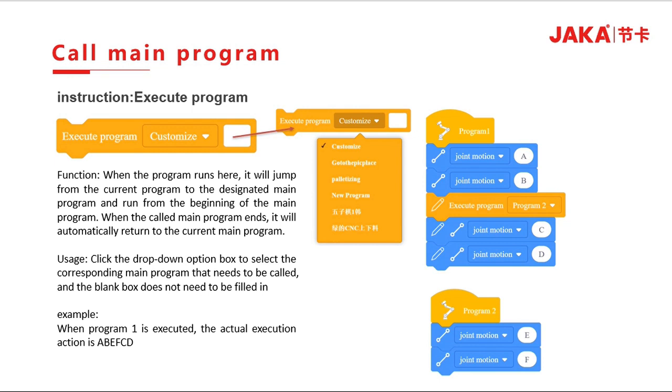When the called main program ends, it will automatically return to the current main program. In the example shown on the right, the program executes actions A, B, and then calls the main program. After the called main program finishes, the actions CD will be executed. The whole program runs the actions in the order A, B, E, F, C, D.